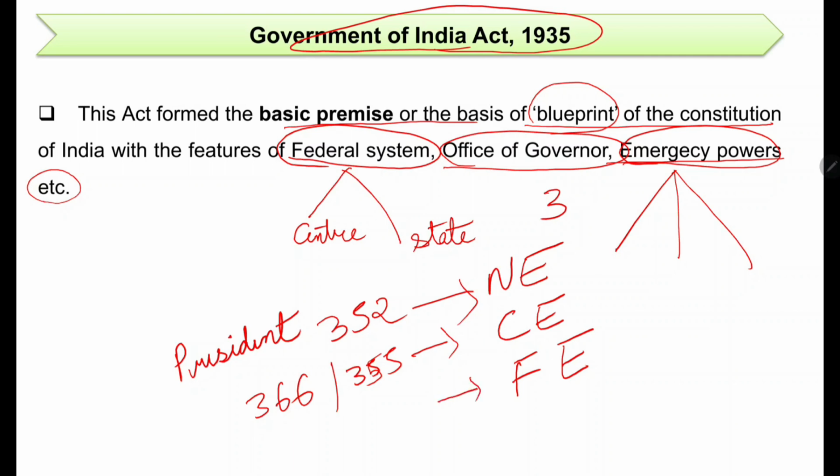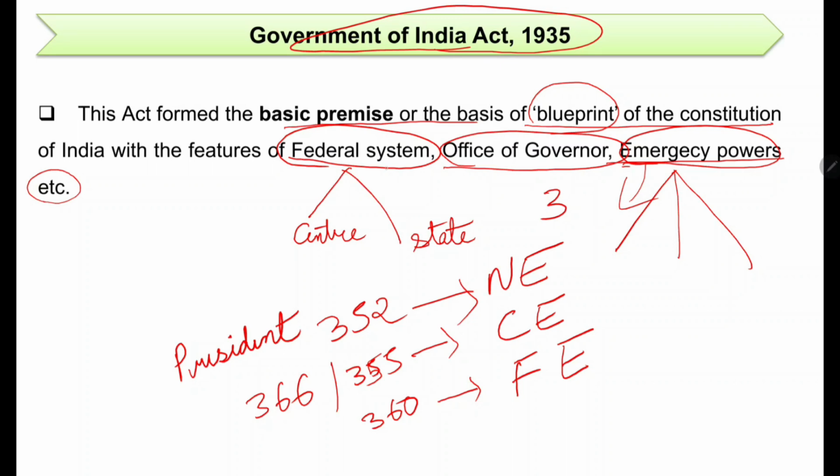And the last emergency that we have is the financial emergency, and this is according to Article 360. This is also declared by the president. When some situation arises where there is instability in the financial market, then this financial emergency is declared. So these were the three types of emergency powers. I have told you these features.